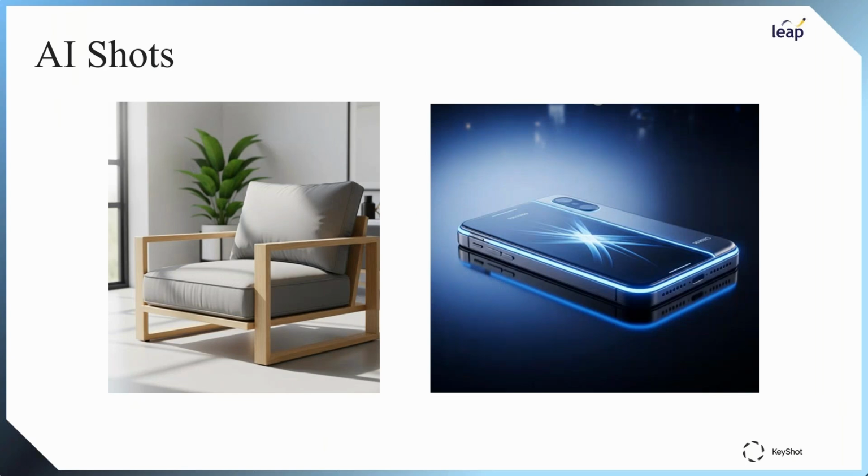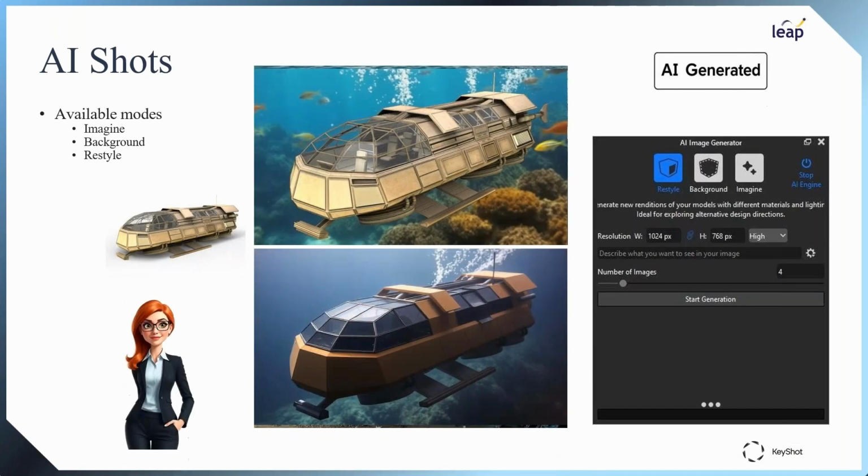We are seeing the same renders that KeyShot does every time, but that's just AI, which is making things quicker and easier, and that's what we want, right? So we have got 3 modes available in KeyShot: Imagine, Background, and Restyle. We'll understand more in our next few slides.